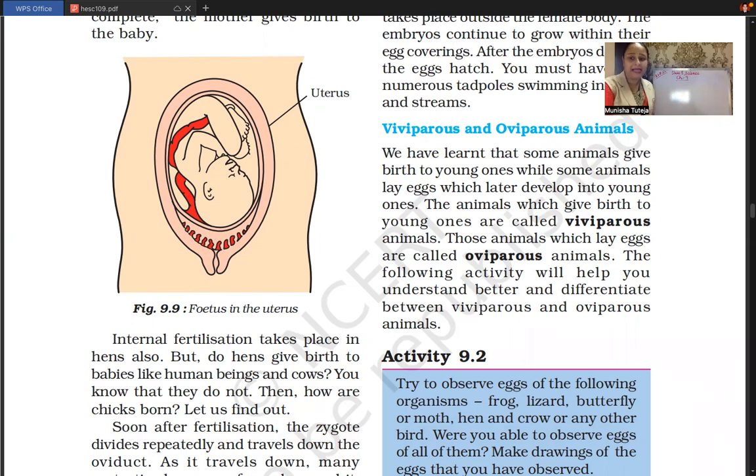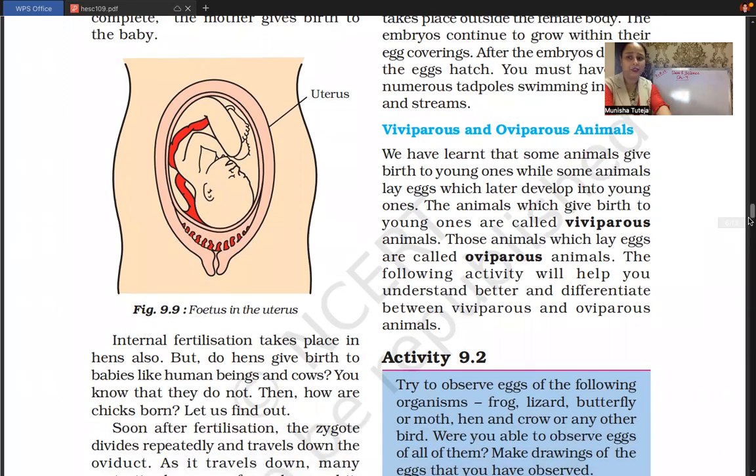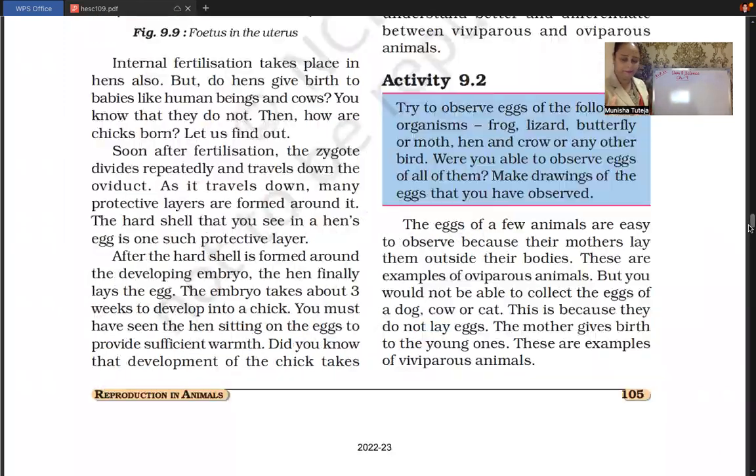Now, there is an activity here, activity 9.2. What is that activity telling us? It's a very simple activity. It's simply telling us that you can look for some animals and their eggs. Can you observe the eggs of a frog, a lizard, a butterfly, a moth? What is a moth? Silk moth, do you remember? We studied silkworms in class 7, when we studied the production of silk. The adult silkworm is known as the moth, right?